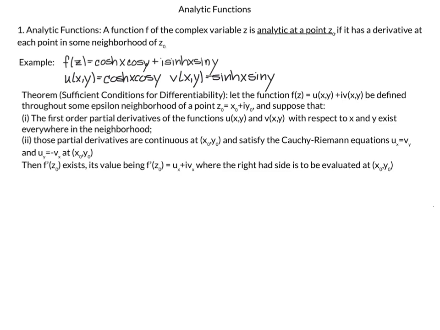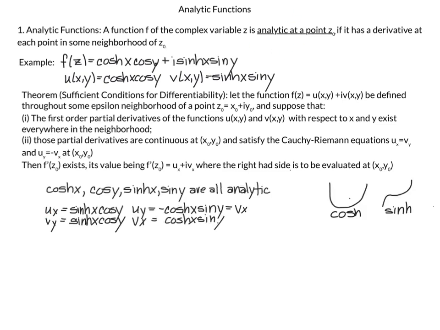So if we have the function f of z equals u of x y plus i v of x y, as we've written here, and it's defined on some epsilon neighborhood, then if the first order partial derivatives of u and v with respect to x and y exist everywhere in the neighborhood, and if they're continuous, and they satisfy the Cauchy-Riemann conditions, then we will know that f prime of z exists. In other words, it is analytic.